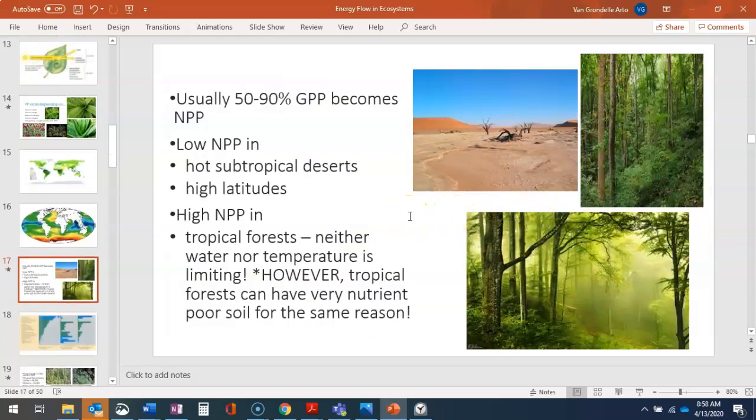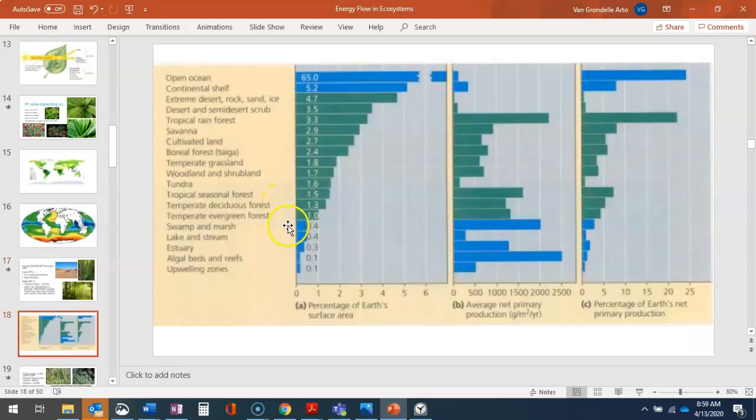And then they get into different biomes. And when they're talking about GPP or NPP, less biomass in deserts, obviously, and more biomass in forests. That's low NPP, high NPP. Okay, that is 18. I wanted to go to number 18.